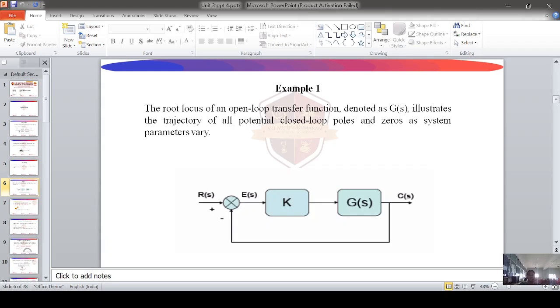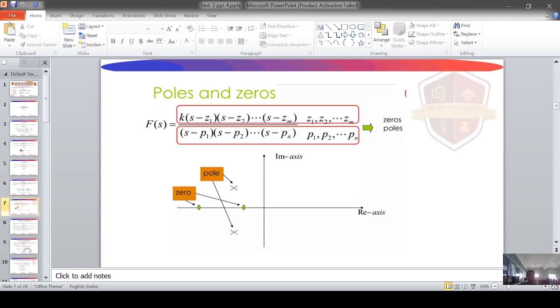Example 1. The root locus of an open loop transfer function denoted as G of S demonstrates the trajectory of all potential closed loop poles and zeros as system parameters vary. So here the poles and zeros. F of s equal to K into (s minus z1)(s minus z2) till (s minus zm), divided by (s minus p1)(s minus p2) till (s minus pn). Here z1 and z2 are zeros, p1, p2, pn are poles. Poles are marked as X, zeros are marked as 0.